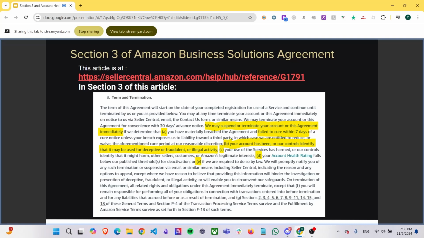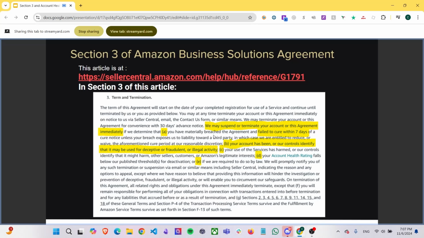In your account suspension notification, you will get something that looks like this: that your account has been identified by our controls as possibly involved in deceptive, fraudulent, or illegal activities. The important part here is that they suspect you of doing this, and they can suspend you just by suspecting, unless you prove you're not guilty. Otherwise, your account might be cooked, but that's why I'm here to help.